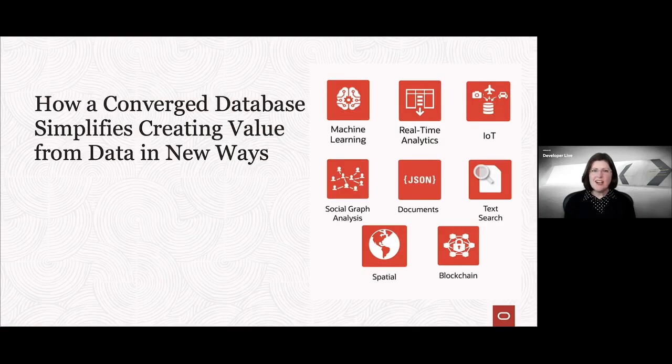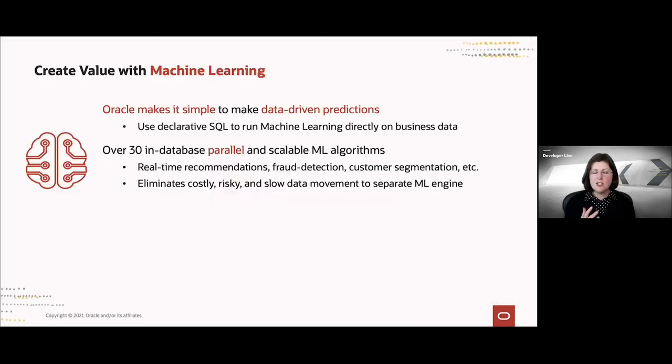So let's take a look now at how a converged database can simplify creating value from data in new ways. One of the most common ways to create that value these days is to take advantage of machine learning. And Oracle makes it really simple for you to do that because we have over 30 in-database parallel machine learning algorithms built right in. And they'll allow you to do things like real-time recommendations, fraud detection, or even sentiment analysis.